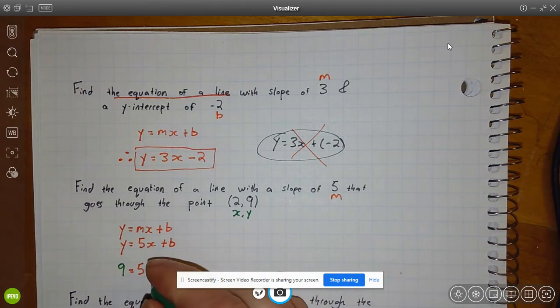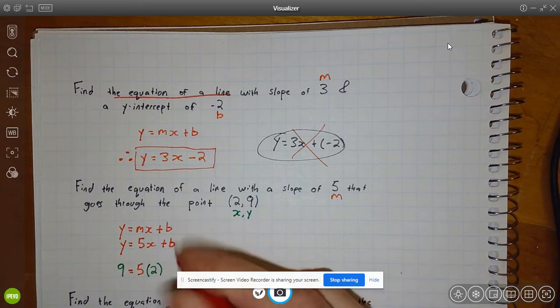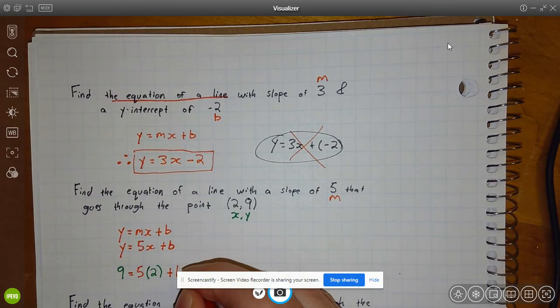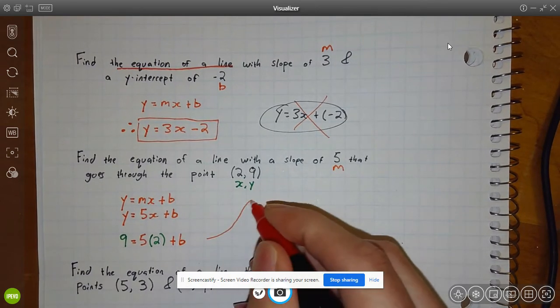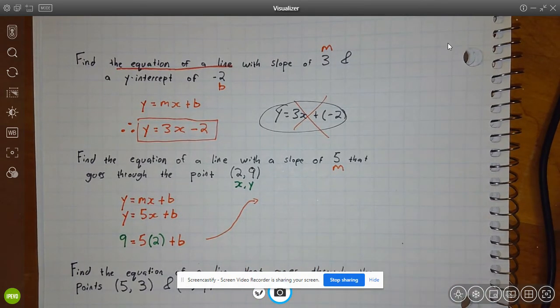Remember to do it in brackets to remind us that we're multiplying. And then now I've still got plus b, but now I've just got an algebraic equation that I can solve for b. So I'm going to do that over here. I didn't really leave myself enough space to work vertically.